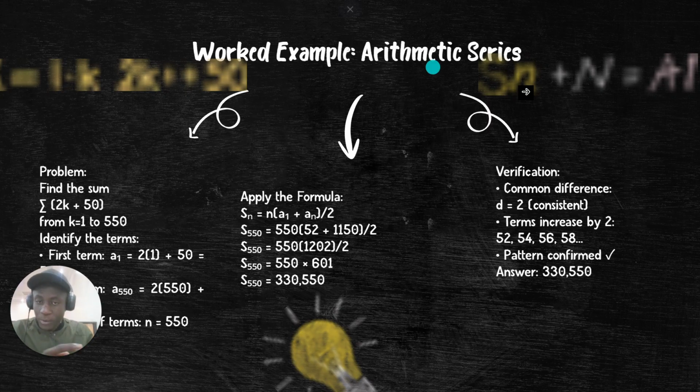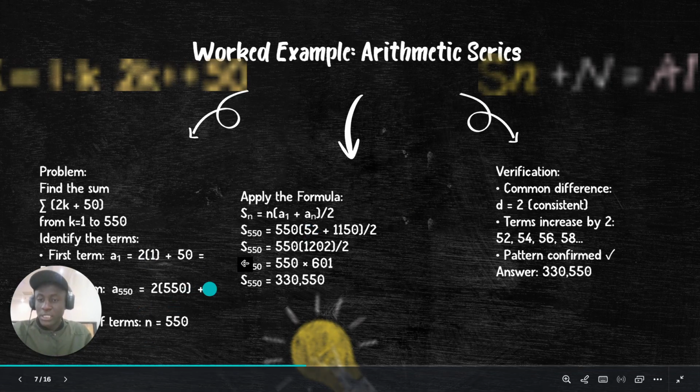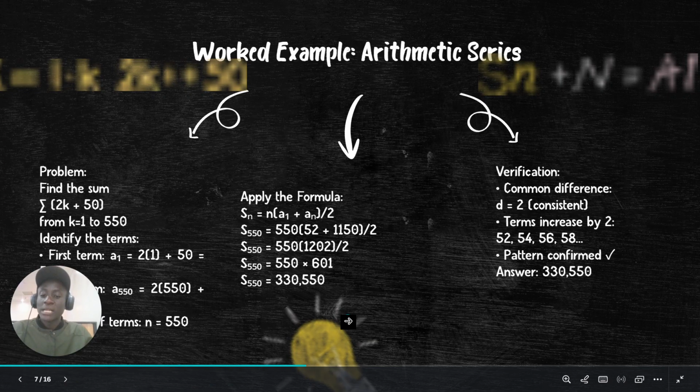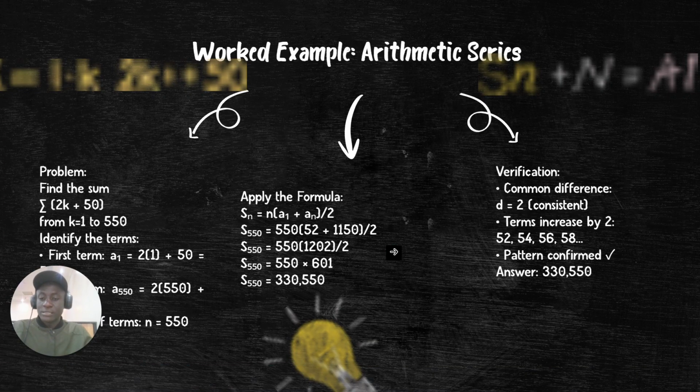But we are going to apply this formula, this one, instead of doing all this. So first term, 2 into 1 plus 50 is equal to how much? It's equal to 52, and that is our first term. Now the last term is equal to 2 into what? 2 into 550, that's the last term now, 550 plus 50, and that is what? It's 600. And how many terms do we have? It is 550 terms, because it's from k equals 1 to 550.